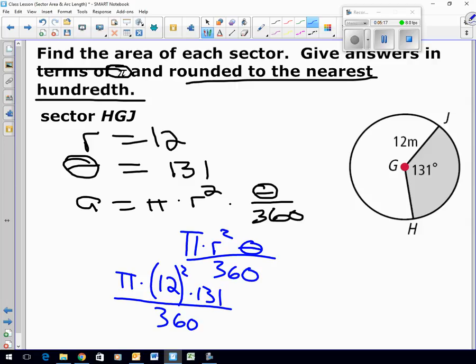What do you get? 262 over 5 pi. Put it as a decimal. 164.61. See, it's not pointless. What is it? Meters squared.